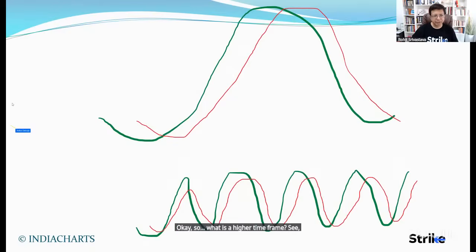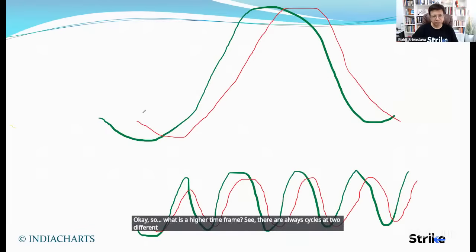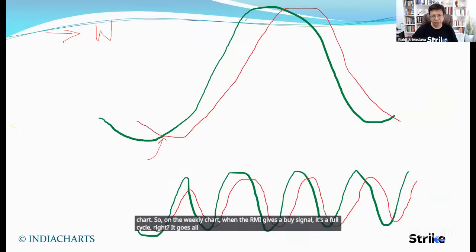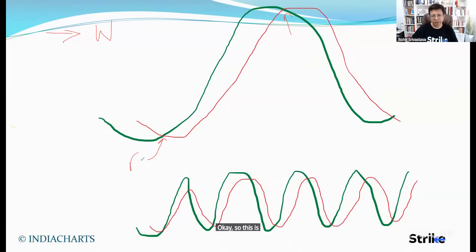See, there are always cycles at different degrees of time. It could be monthly, quarterly, that's the long term period. So let's say this is the longer term period. Okay, and let's presume for the time being that this is your weekly chart. So on the weekly chart, when the RMI gives a buy signal, it's a full cycle, right? It goes all the way up and then it gives a sell signal over here. Okay, so this is your buy and this is your sell. But what about the daily chart?